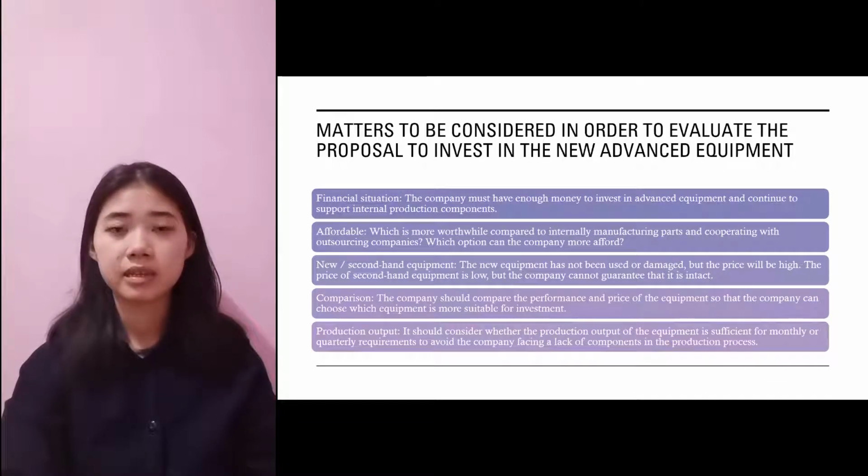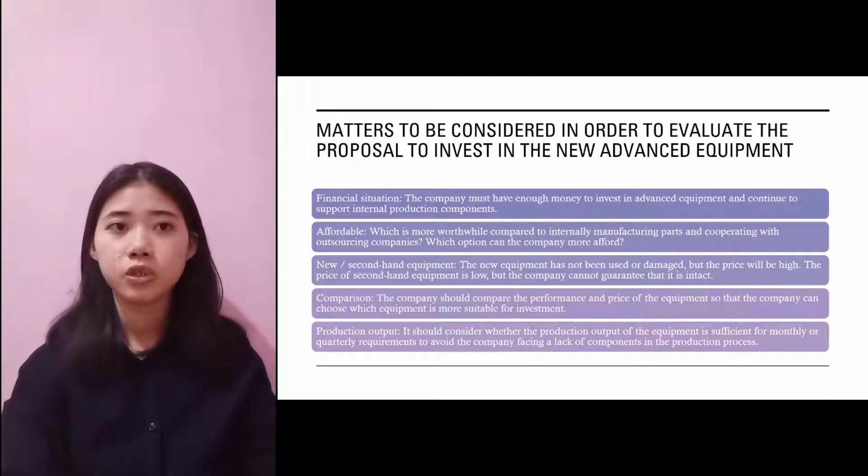Next, I will discuss the methods to be considered if the company is considering investing in advanced equipment to make component Y internally. First, we need to consider the financial situation of the company. The company must have enough money to invest in advanced equipment and continue to support internal production. Secondly, the company needs to consider whether it's affordable, and whether it is more worthwhile compared to internally manufacturing and cooperating with outsourcing companies.